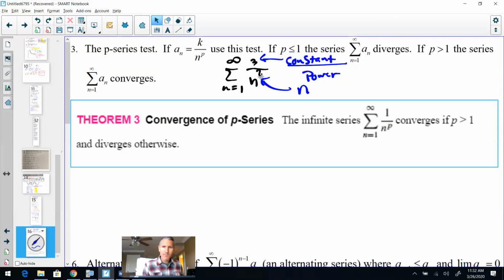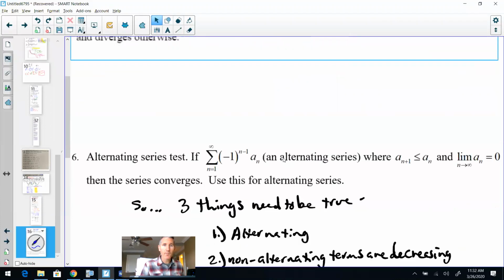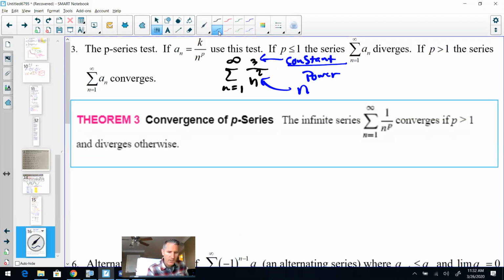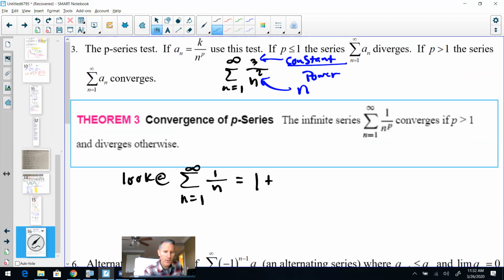So let me talk about that a little bit more. Let's look at the summation as n goes from 1 to infinity of 1 over n. Let's look at these terms. What does this look like? Well, that's 1 over 1 plus 1 over 2 plus 1 over 3 plus 1 over 4.